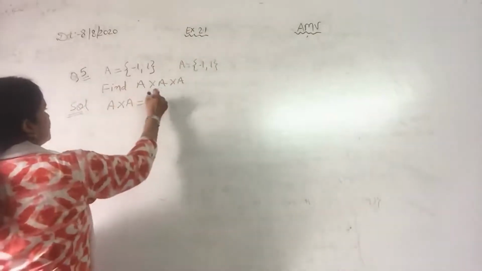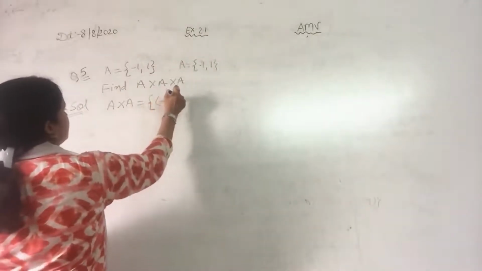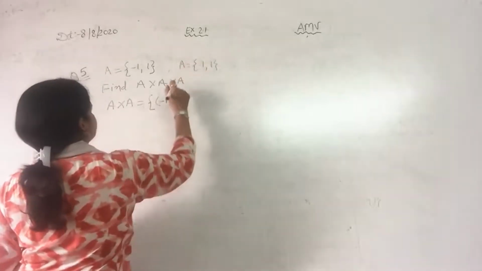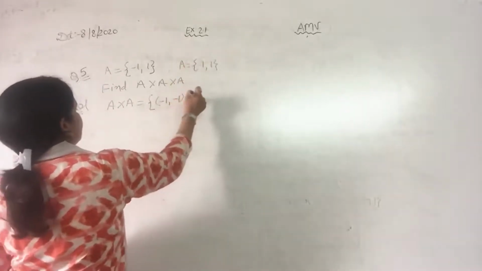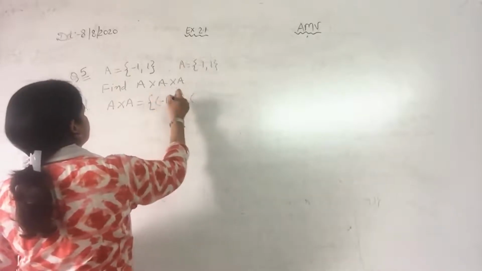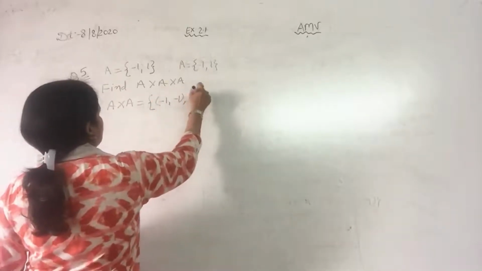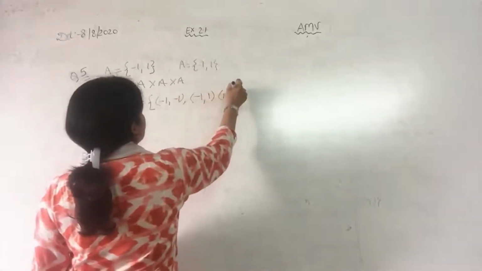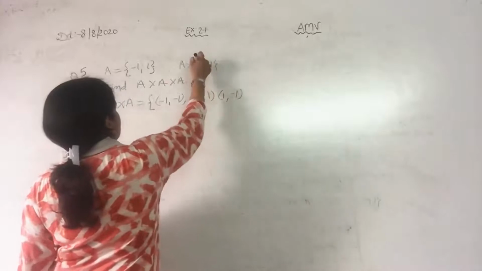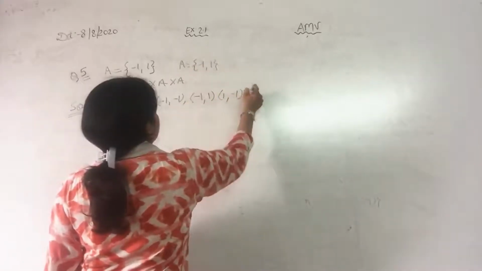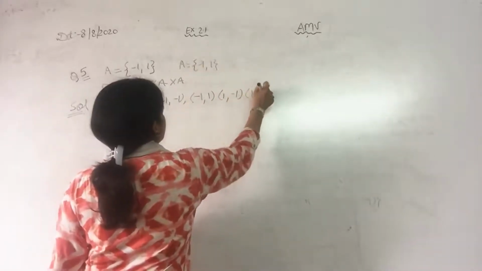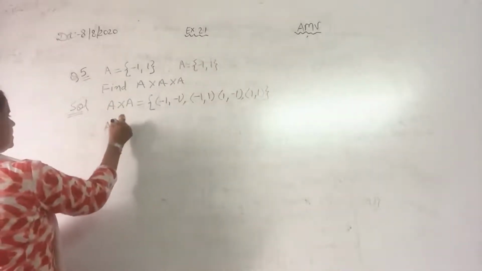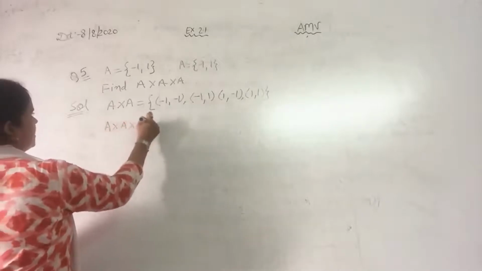So first pair (-1, -1). Second (-1, 1). Third (1, -1). And fourth (1, 1). And now again A, and it's A.